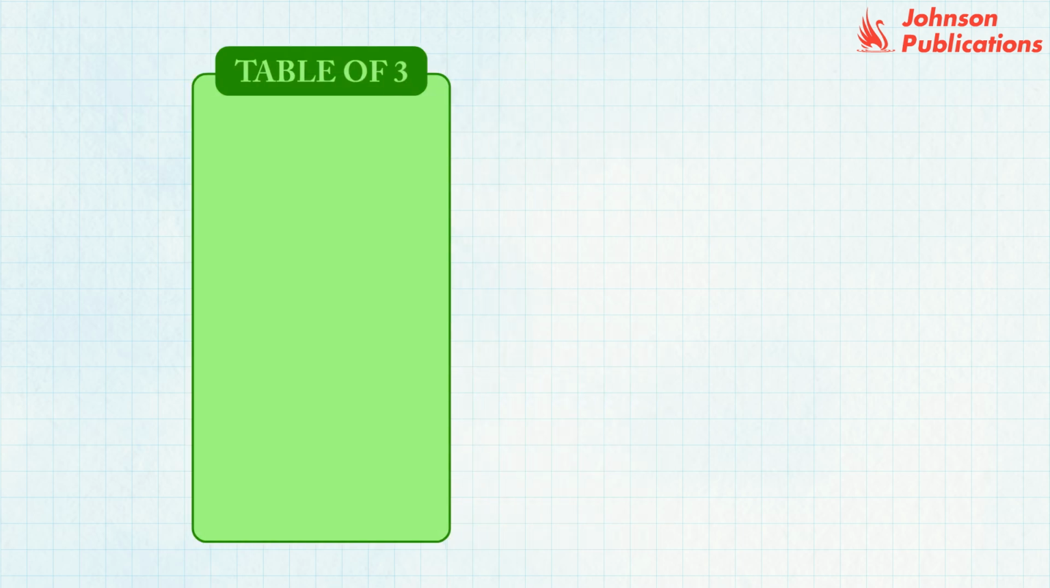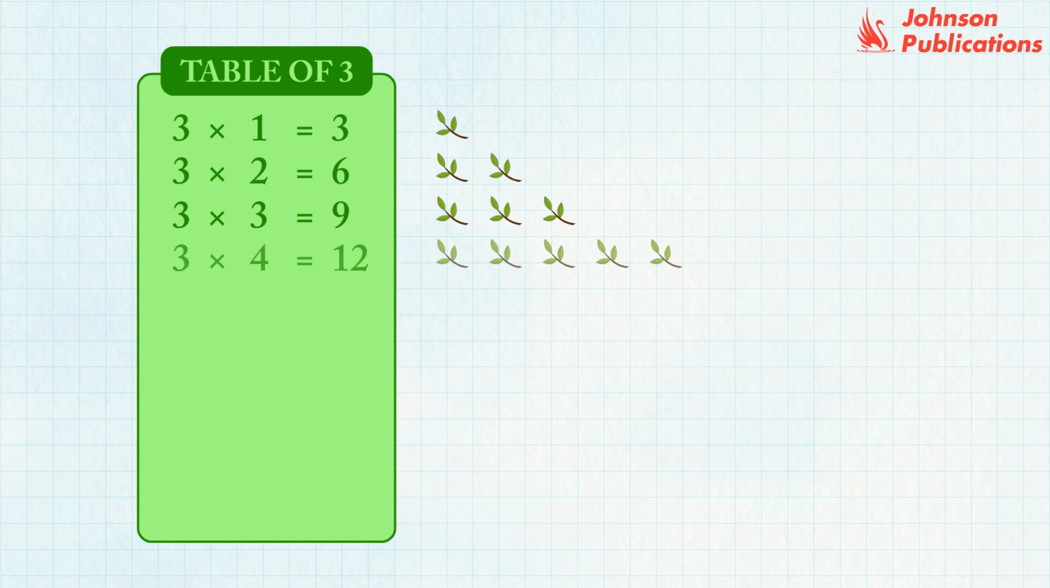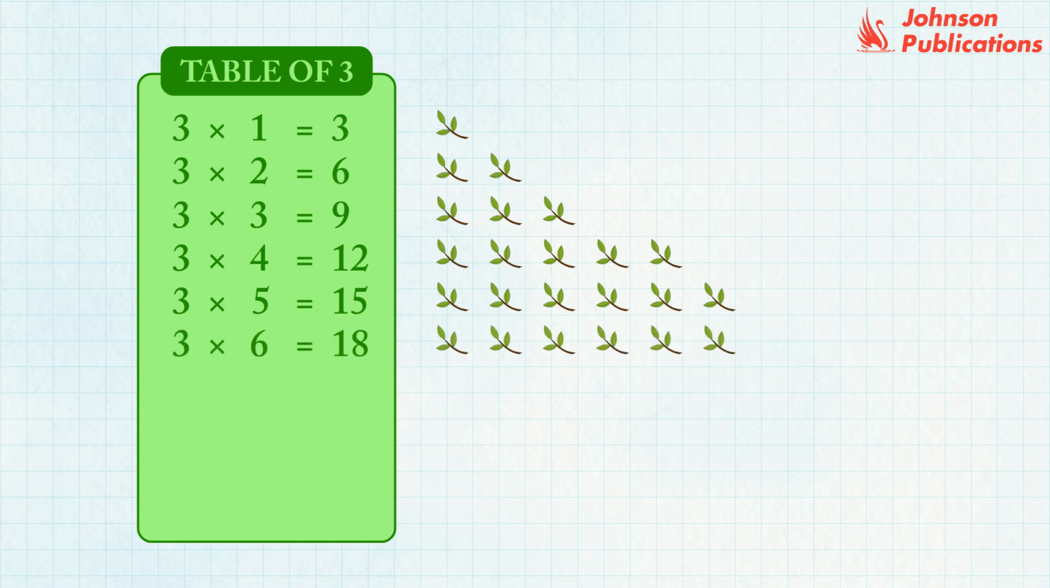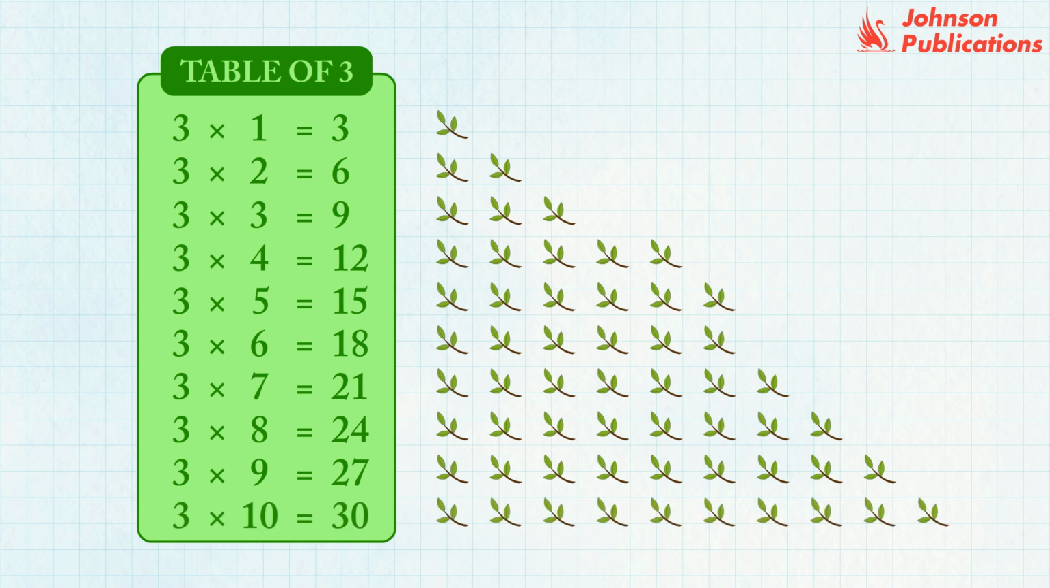Let us learn the table of 3. 3 times 1 is 3. 3 times 2 is 6. 3 times 3 is 9. 3 times 4 is 12. 3 times 5 is 15. 3 times 6 is 18. 3 times 7 is 21. 3 times 8 is 24. 3 times 9 is 27. 3 times 10 is 30.